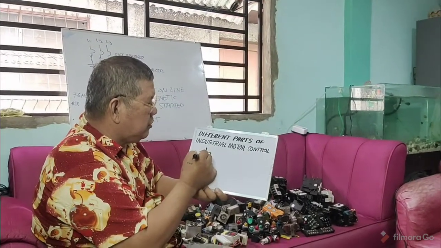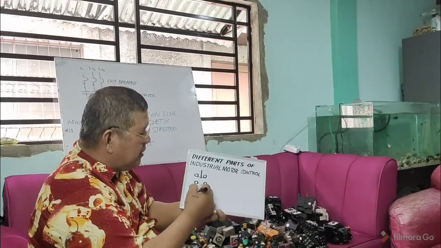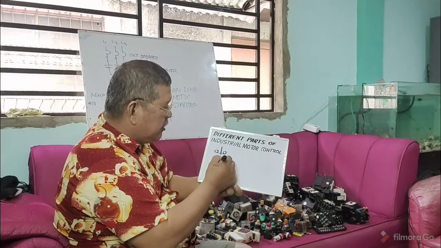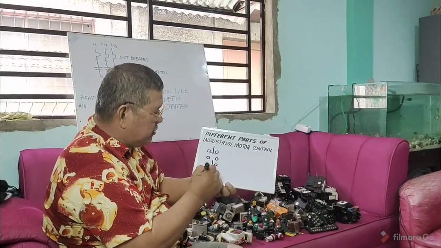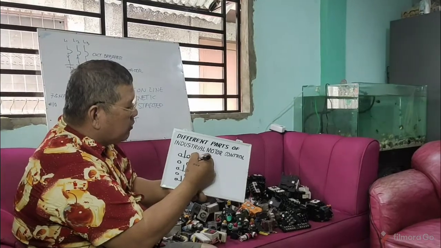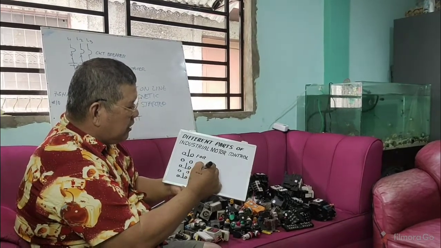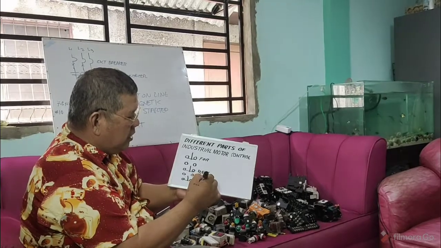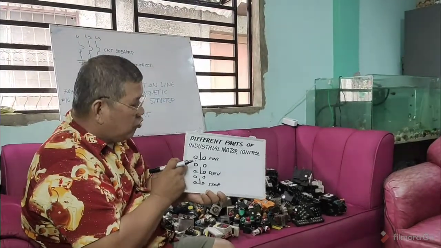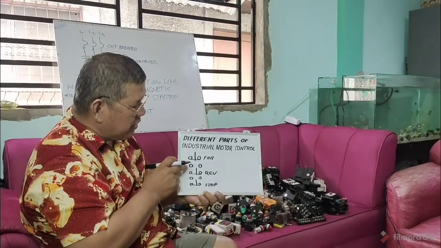So this is your push button, like that. This is your forward. Then you have also another one here, like that. This is your reverse. And of course, here you have your stop. So this is your forward button, this is your reverse button, and this is your stop button. You will notice that in the forward and reverse, you have double contact. Here you have a normally closed, and here a normally open.